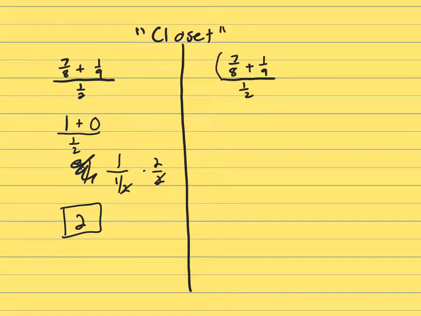This is a complex fraction. Your secondary denominators are 8, 9, and 2. Your LCD would be a 36. No, would be a 72. And you're going to multiply everything by 72.